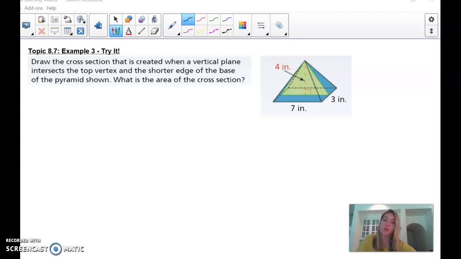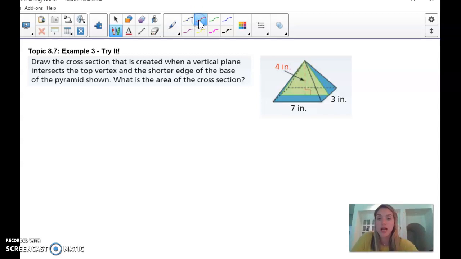All right, this is our topic 8.7, example 3, try it problem. It says draw the cross section that is created when a vertical plane intersects the top vertex and the shorter edge of the base of the pyramid shown. What is the area of the cross section?